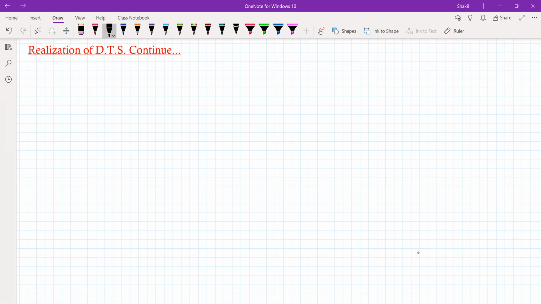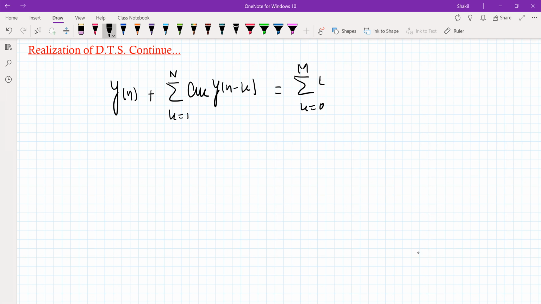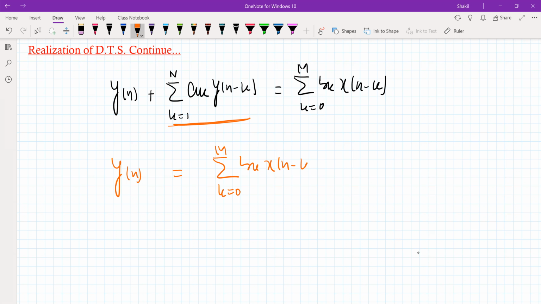So we know a discrete time system is given by a difference equation, something like this: summation of a_k y of n minus k is equal to summation k running from 0 to m of b_k x of n minus k. Now we'll assume that this part is 0. So we'll have k equal to 0 to m of b_k x of n minus k.